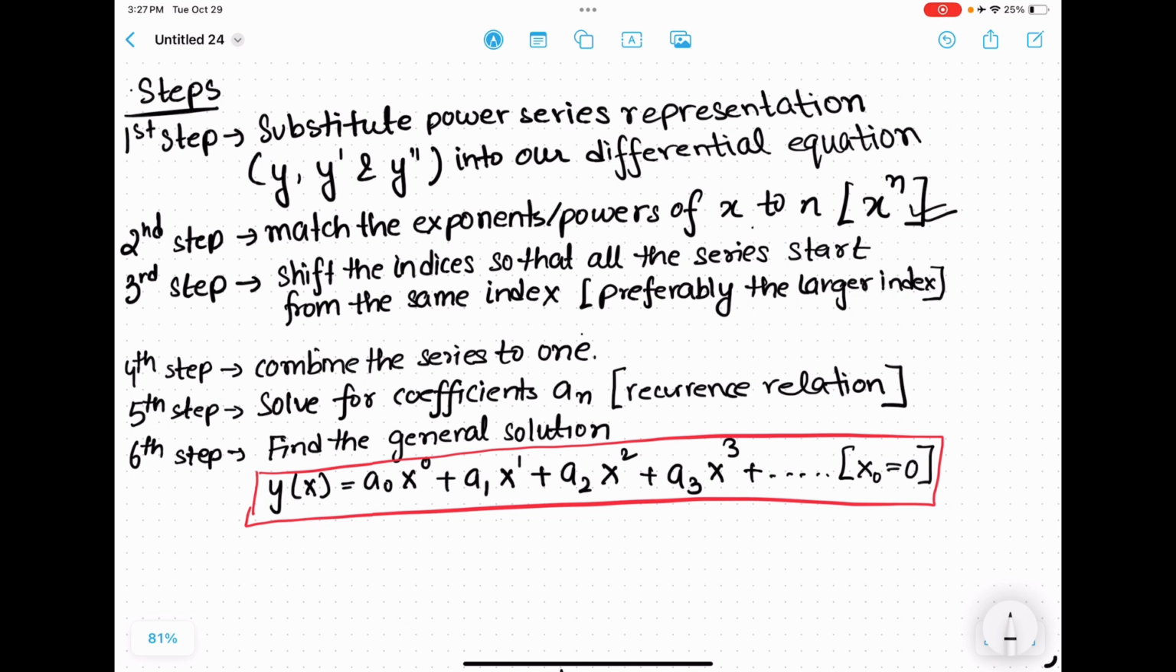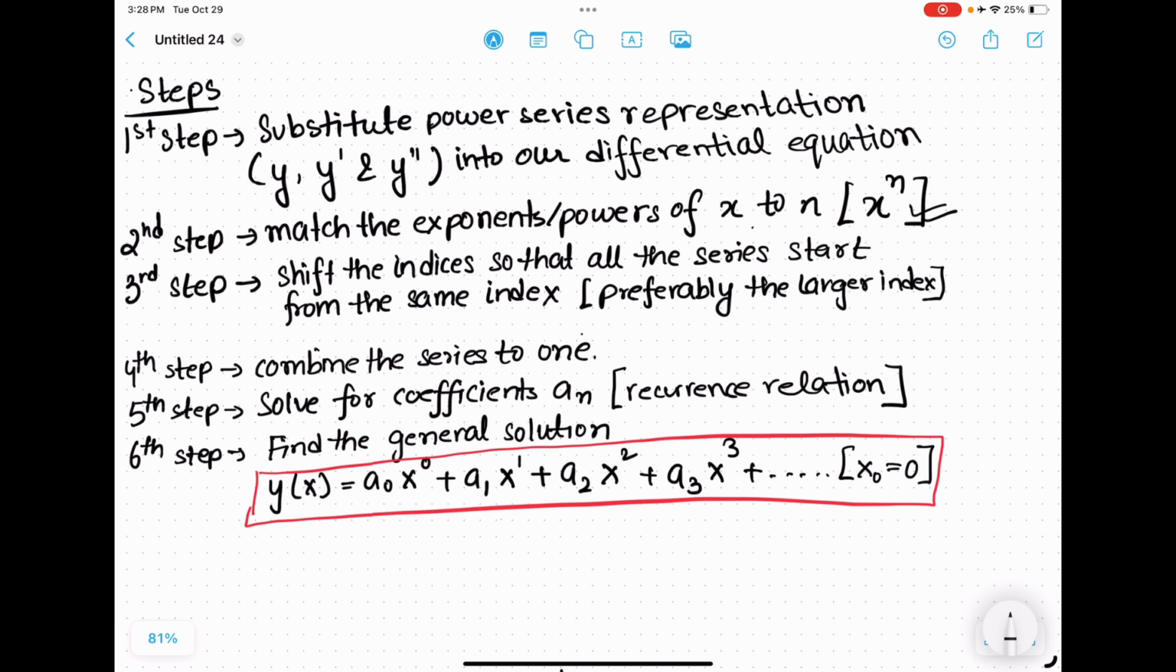And then our third step would be shifting the indices of all the power series we have. Remember the third step comes after the second step, so we will shift them after we have transformed their exponents to n. Like I said earlier, we will always keep the larger index, so the power series that has the largest starting index will stay as it is, and we will shift the indices of the power series which have a smaller value. So the smaller starting index power series get shifted.